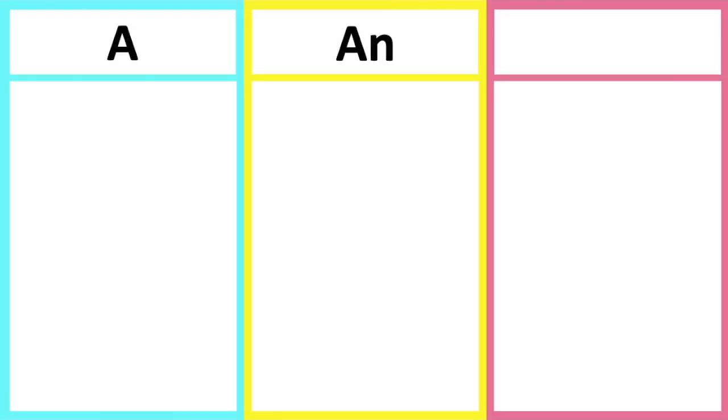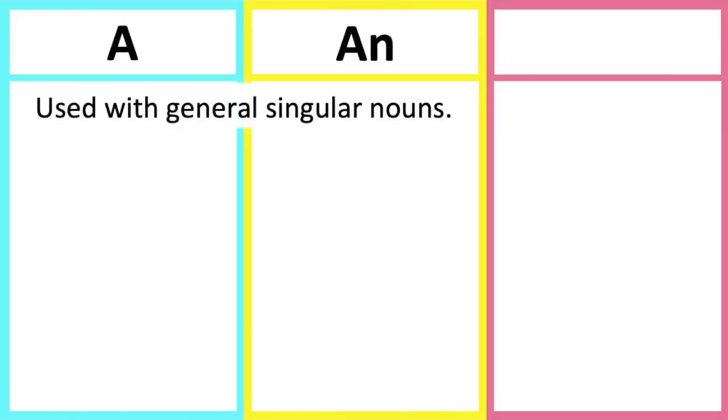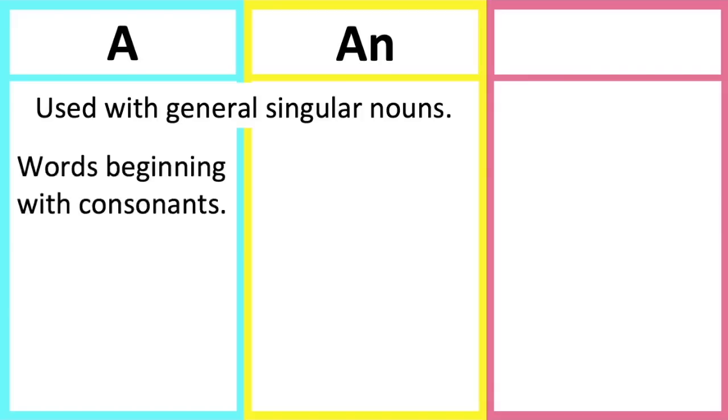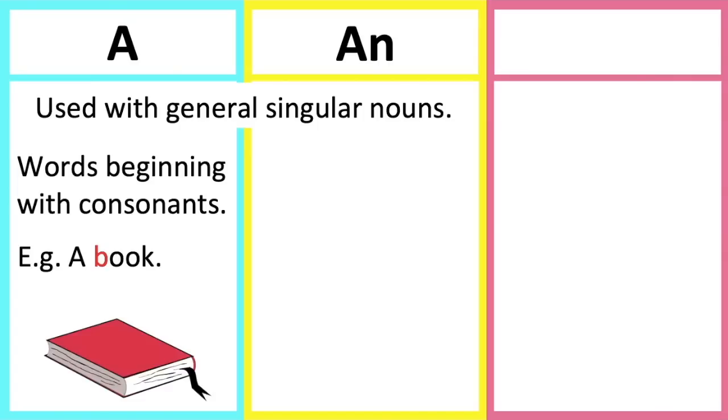The indefinite articles are a and an. These articles are used to refer to general singular nouns. The difference is that the indefinite article a is used before a word beginning with a consonant. For example, a book. The letter B is a consonant. Other examples include a car, a bike, a dog, a house, etc.